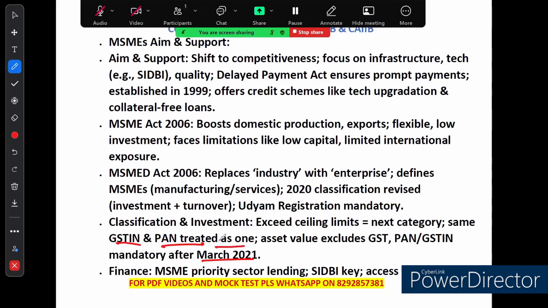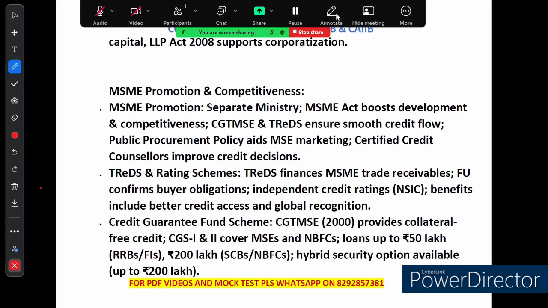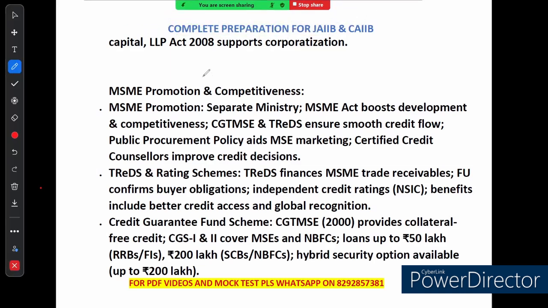Now let's talk about financial support. MSMEs are a priority for bank lending. Organizations like SIDBI offer access to venture capital. Plus, the LLP Act 2008 encourages MSMEs to become corporate entities. So MSMEs have a strong support system, from credit schemes to priority lending and policies that ensure they get the help they need, right?